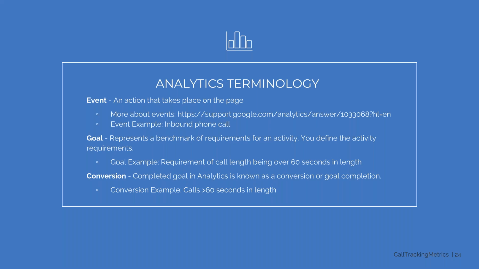A goal represents a benchmark of requirements for an activity. You define the activity requirements. So a goal example would be requiring a call to be over 60 seconds in length. And then a conversion happens when a goal's requirements are met and completed, which is known as a conversion or a goal completion. So a conversion example could be a call that was over 60 seconds in length, if that was what your goal requirement was.